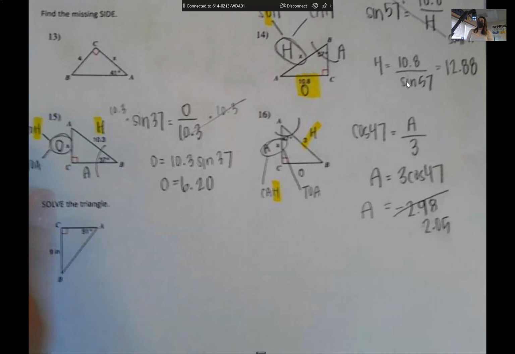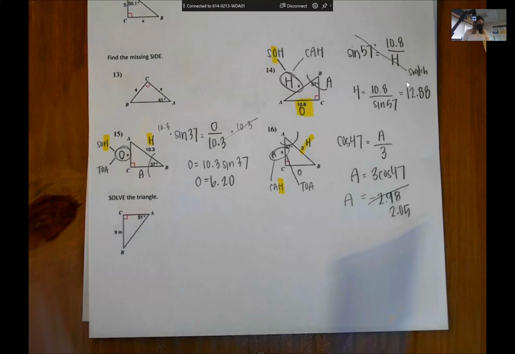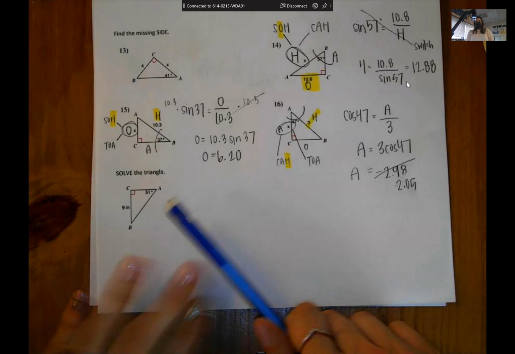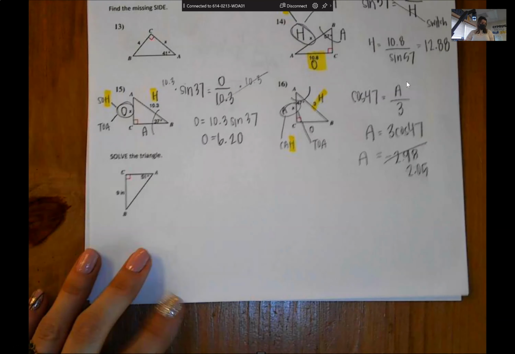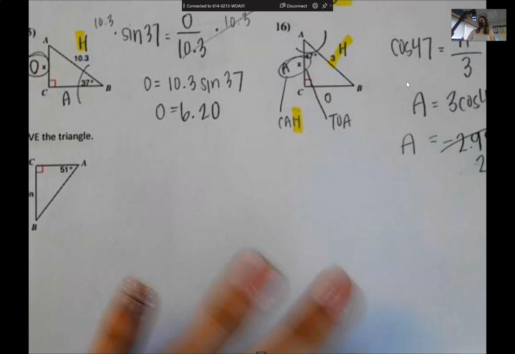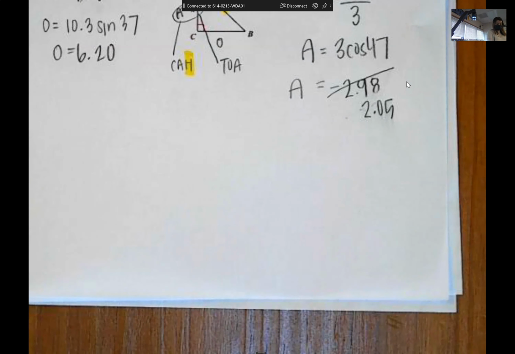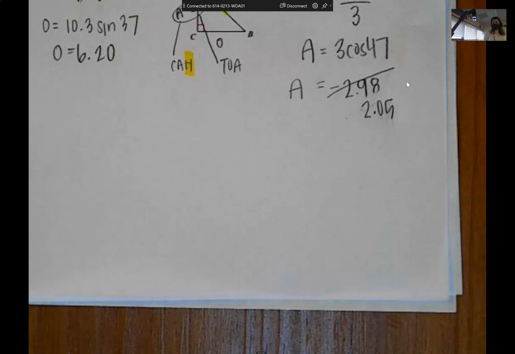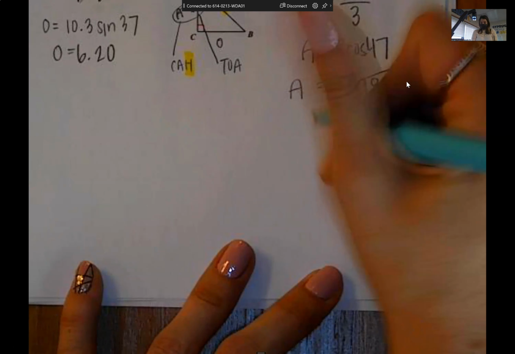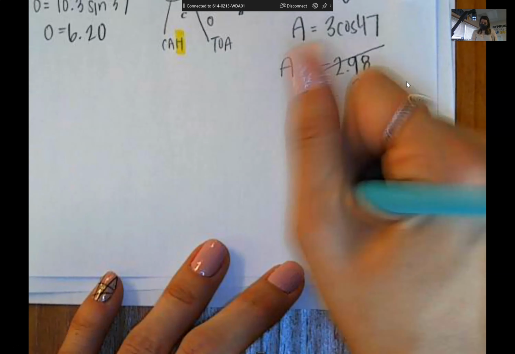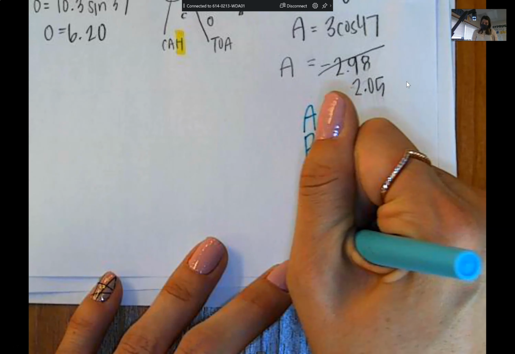Okay, so now the last one, put on your seatbelt because we have to find a lot of things. When we solve this triangle, remember at the very end, what we're going to do is give the measure of every side and every angle. So we're going to fill in capital A, capital B, capital C, little a, little b, little c.